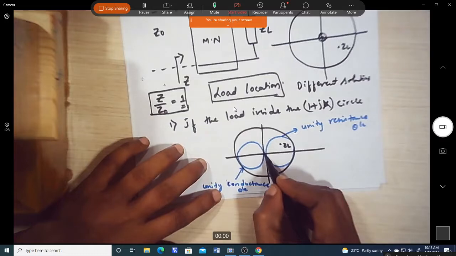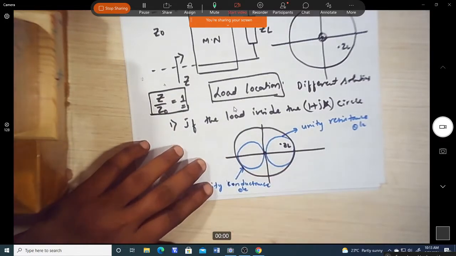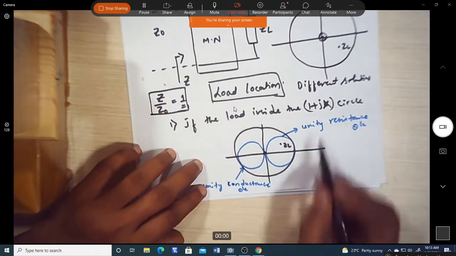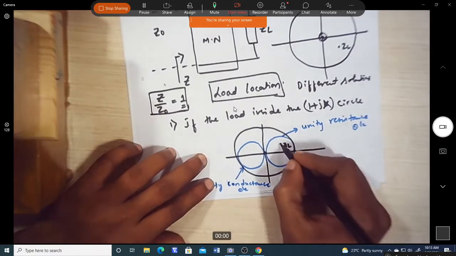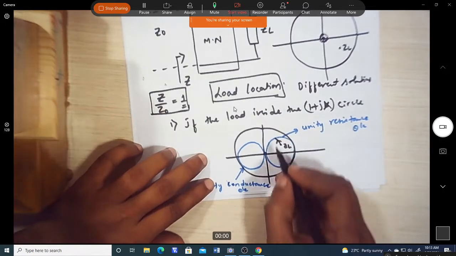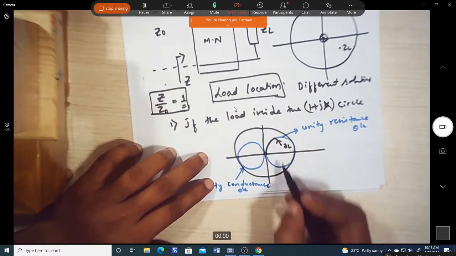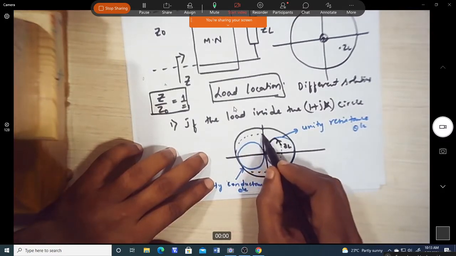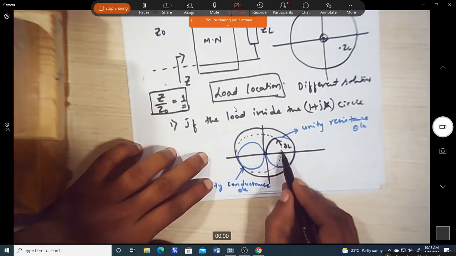As I said, for matching we need to arrive at the center of the Smith chart. Now if the load is located inside the unity resistance circle, there are two possible solutions. From this point to this point we can go, and from here to here we can go. This is one solution. That is, we need to traverse this much distance from this to this on the conductance circle.